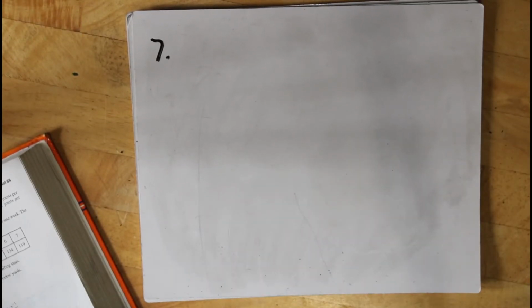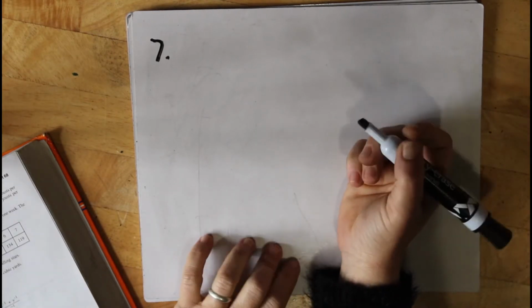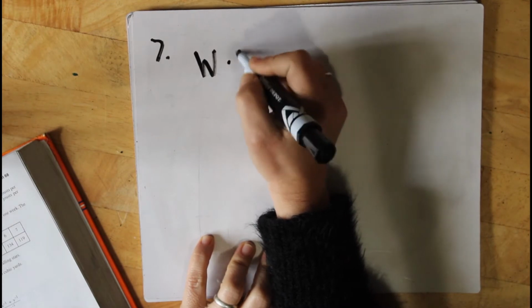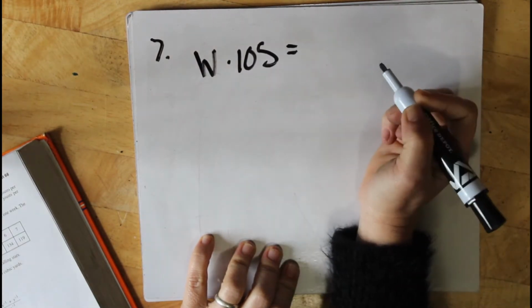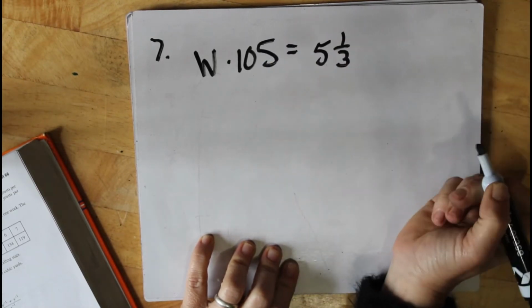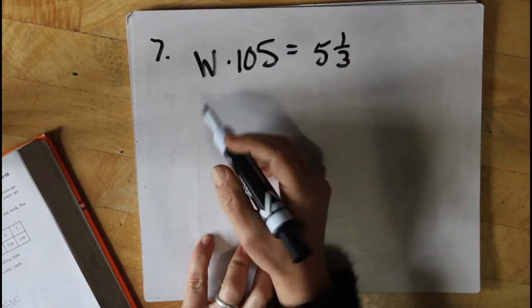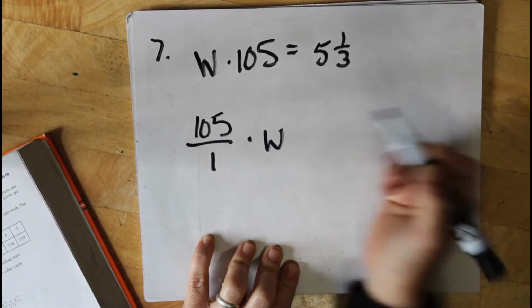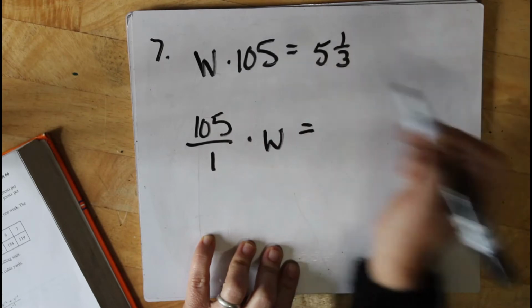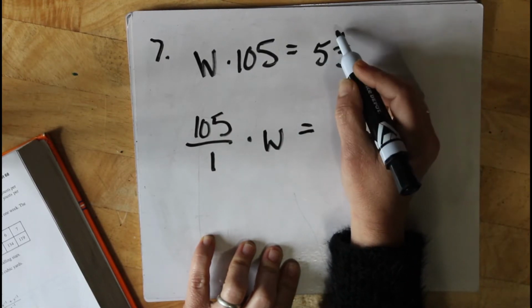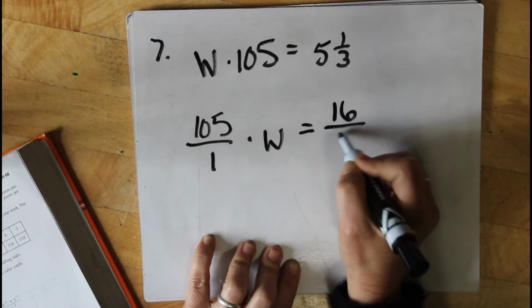Okay, lesson 68, problem number 7. What fraction of 105 is 5 1/3? So we're going to write that as W times 105 equals 5 1/3. Now this one seems tricky, but if we rewrite it, then it will be easy. So I'm going to put my 105 over 1 times W. So I just swap those around. And then I'm going to turn this into an improper fraction. So 3 times 5 is 15, plus 1 is 16 over 3.